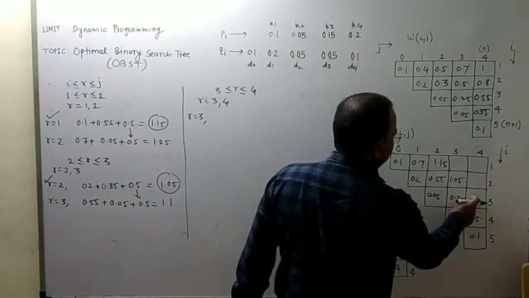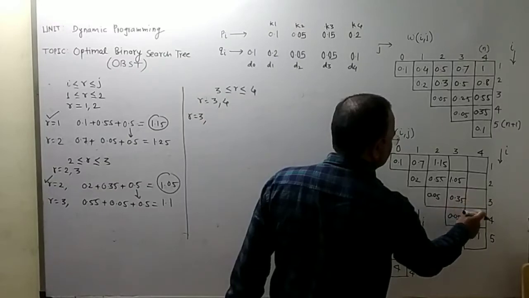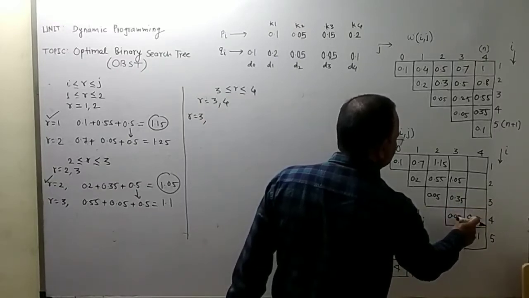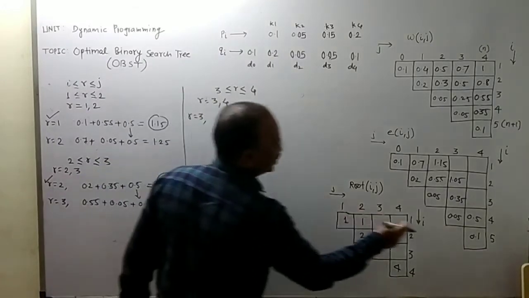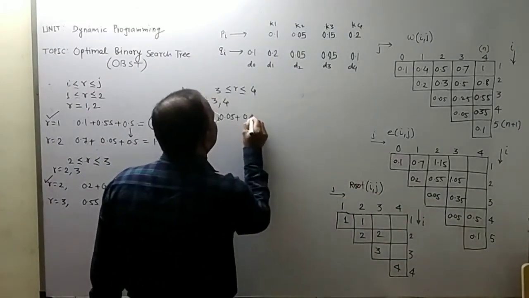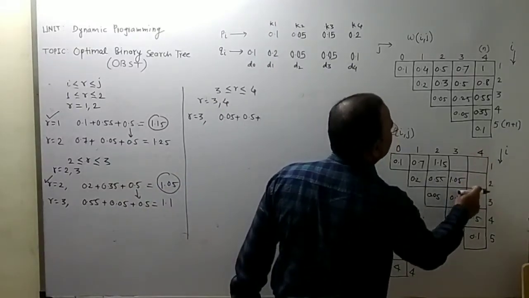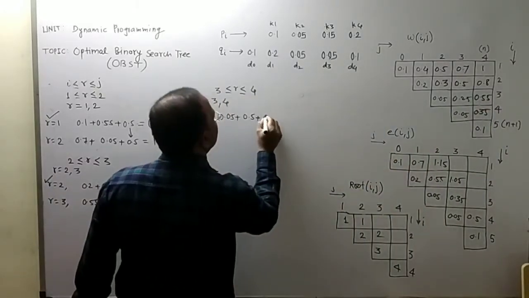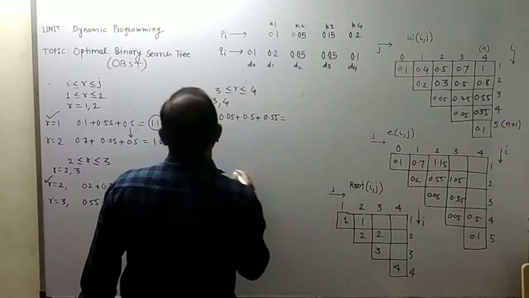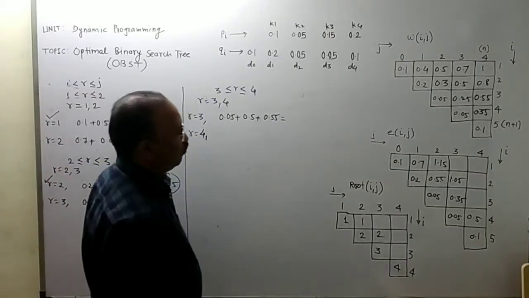Now here in the left side we have to consider the last value and in the downside we have to consider the nearer value or first value. 0.05 plus 0.5 plus the value at the 3-4 position in the W table, that is 0.55, is equal to. Similar way, try to get the value for r is equal to 4.